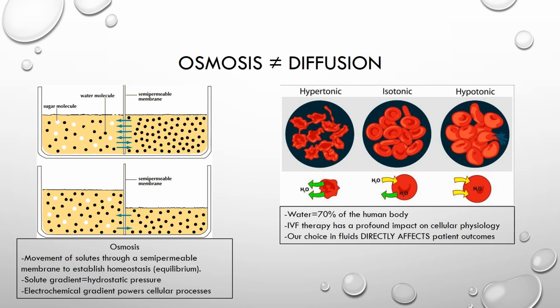The converse is true for hypotonic solution. If there's more stuff on the inside of the cell than there is on the outside, then the water is going to move through the membrane to the inside of the cell, and eventually that cell is going to reach its maximum capacity and it's going to rupture.